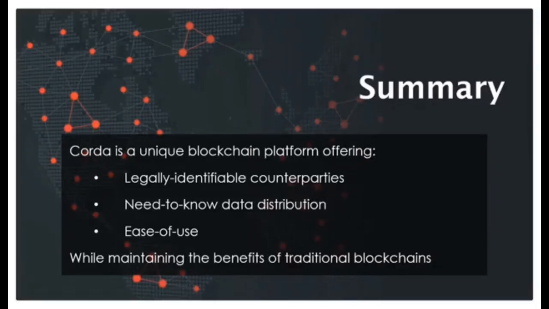Well, this brings us to the end of our Corda Bootcamp, and hopefully you've learned a lot about how Corda differs from traditional blockchain applications. It allows digital assets to be traded and legal agreements to be struck between legally identifiable counterparties rather than anonymous public keys. It also distributes data on the need-to-know basis rather than sharing confidential information with the entire network. Corda integrates with existing tooling and provides a flow framework to easily automate complex business processes.